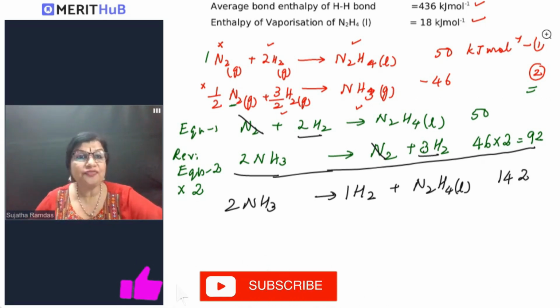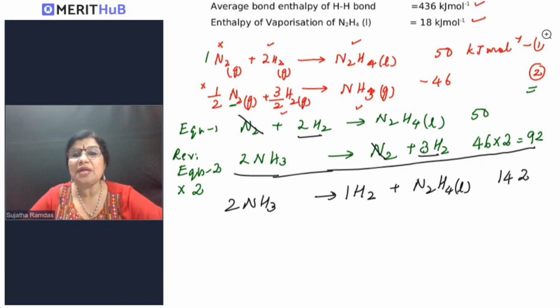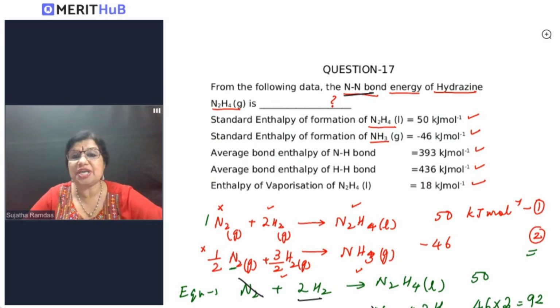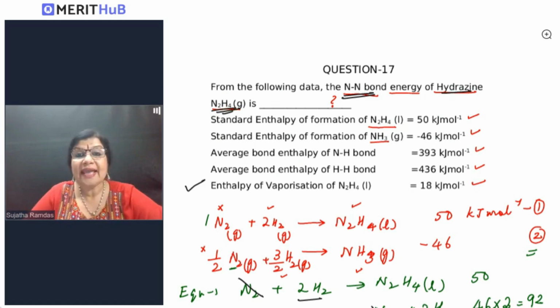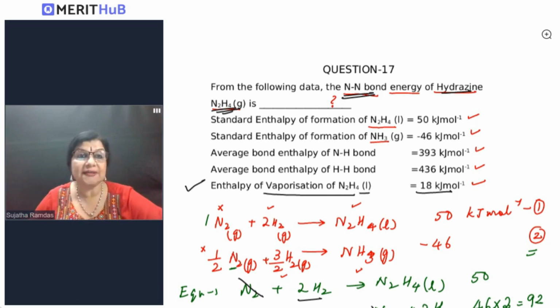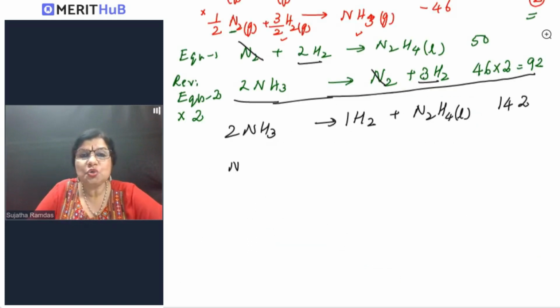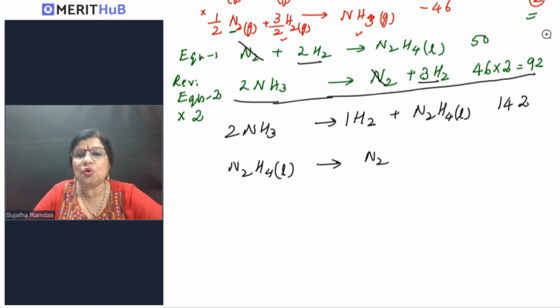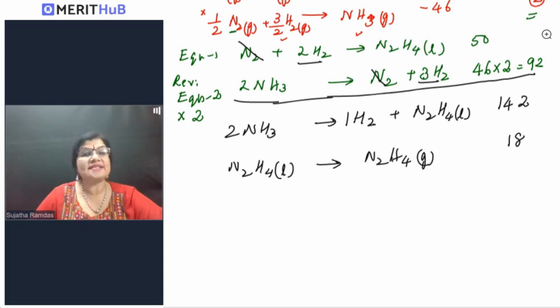Now, we need to find out the NN bond energy of hydrazine in the gaseous state, right? You have been given one information here. Enthalpy of vaporization of N2H4 liquid is 18. So let's write the equation corresponding to that. N2H4 liquid vaporizes to give you N2H4 gas, and the value is 18.